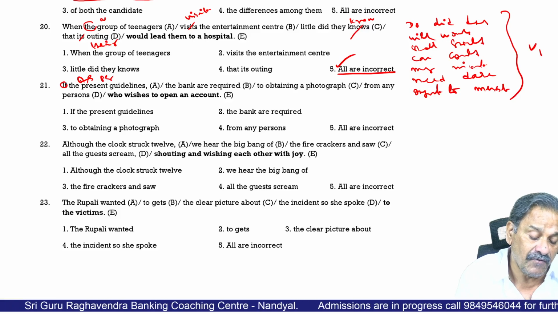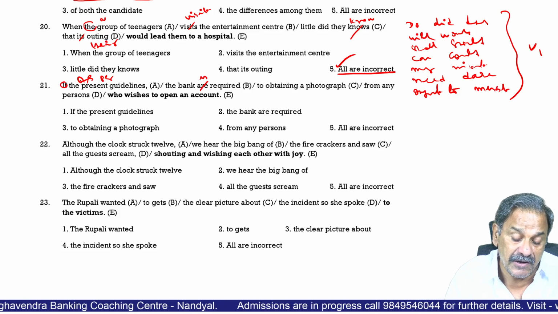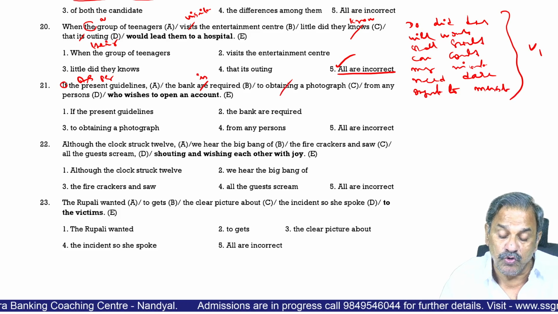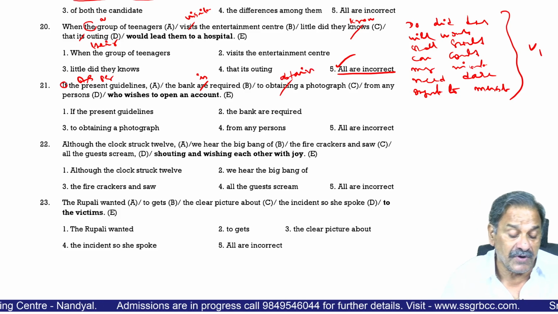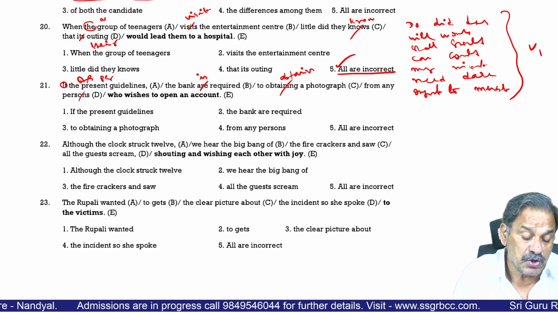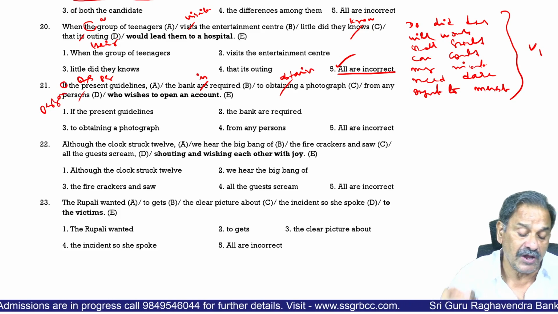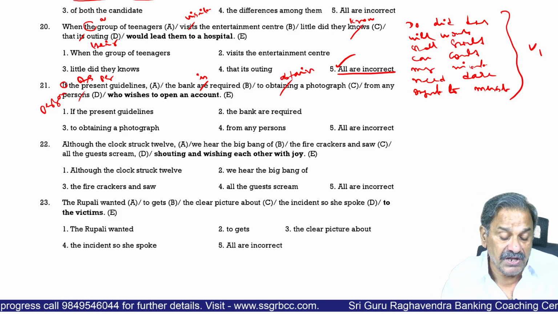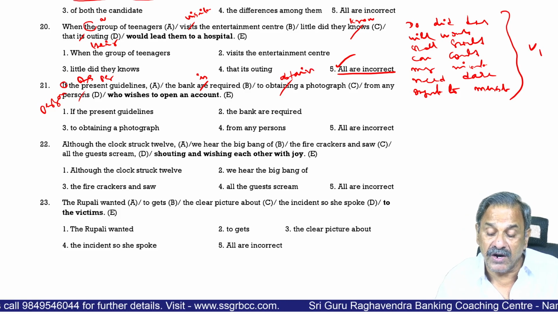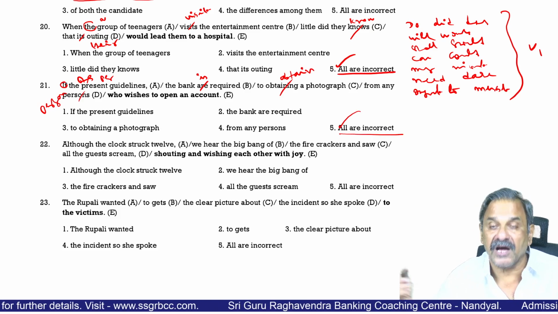As per the present guidelines, the bank, singular, is required to. After to, we have to use the first form of the verb, to obtain a photograph from any singular. So instead of persons, you have to use person who wishes to open an account. Here, error is in first part, error is in second part, error is in third part, error is in fourth part. All are incorrect.